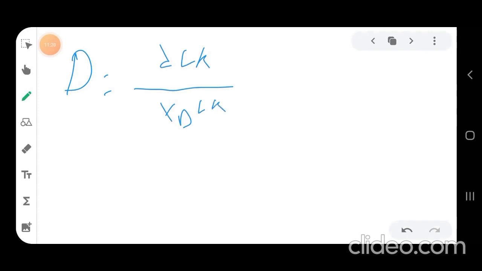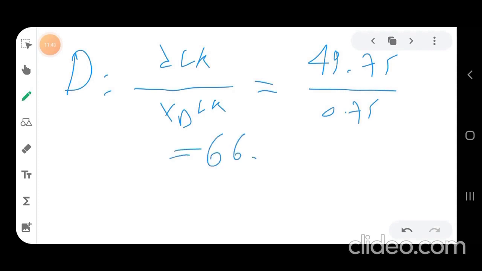So in other words, we can say that the total distillate flow rate D for all components in the distillate is just D_LK over x_D,LK. And this we determined already: 49.75 over 0.75. You can use the calculator, you will get 66.33, of course kilomole per hour.